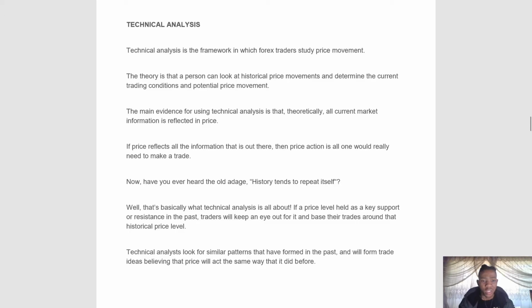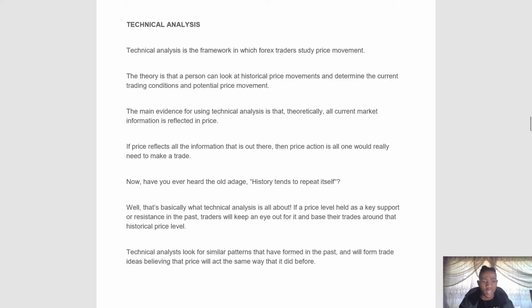So the main evidence for using technical analysis is that theoretically, all the current market information is reflected in price. So if price reflects all the information that is out there, then price action is all one would really need to make a trade. So now that you have heard the old phrase that history tends to repeat itself, that's what we actually use in forex trading. We use the data from the past. We use what we've seen from the markets, which actually helps us know what's going to happen next.